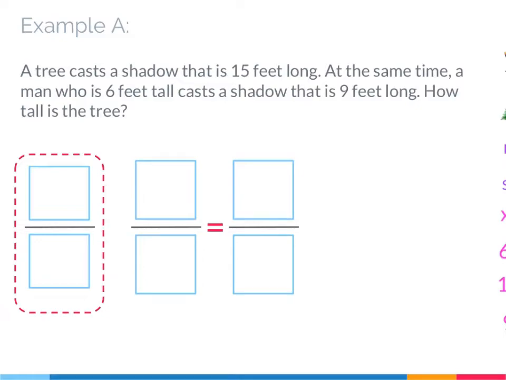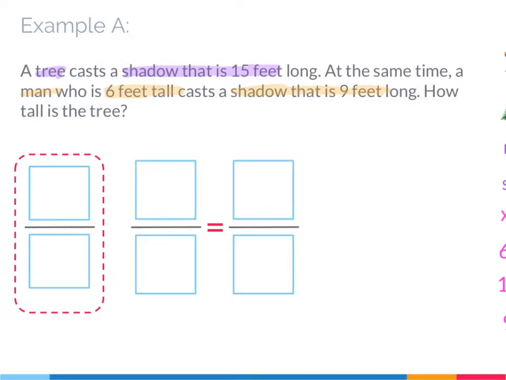So it says a tree casts a shadow that is 15 feet long. That's important information. I'm going to highlight that the shadow is 15 feet long for the tree. At the same time, a man, so the man is going to be different than the tree, a man who is 6 feet tall, so it tells us that he is 6 feet tall and he is the man, casts a shadow that is 9 feet long. So again, I'm going to highlight shadow and 9 feet because that is important information.